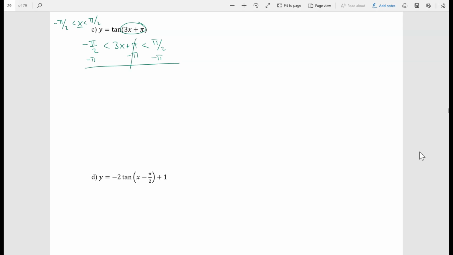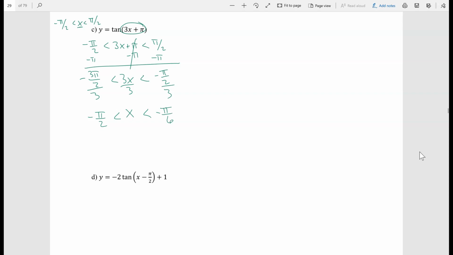I'm going to take negative pi over 2 and subtract pi, and what I get is negative 3 pi over 2 less than 3x less than, then we take pi over 2 and subtract pi, and we get negative pi over 2. Finally, we're just going to divide by 3. So x is going to be between negative pi over 2 and negative pi over 6.